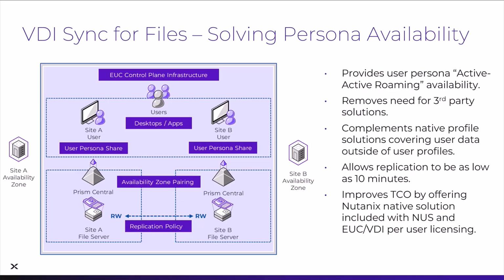Now you will have shares for things like, again, your profile and your folder redirection. What you do then is you set up your policies to be able to sync bi-directionally between the file server instances. Now a user can only be active at one side at a time, but they can log off and then log on again to either side and get all their data. Now, this will allow you to do either an active-passive or an active-active roaming-like availability. This also removes the need to pay for a third-party solution to do this.